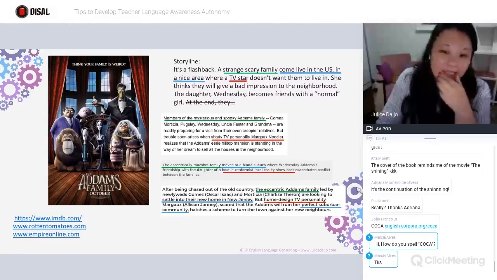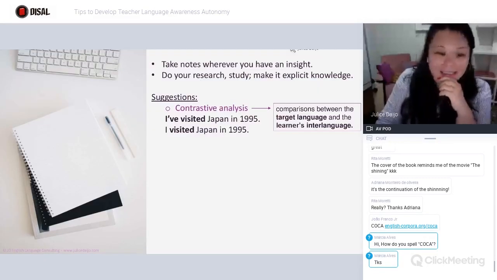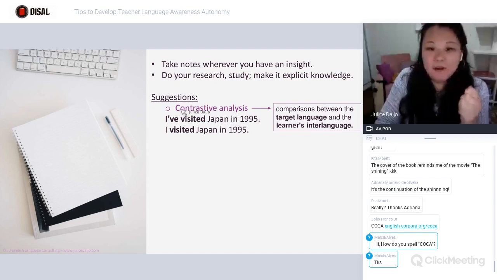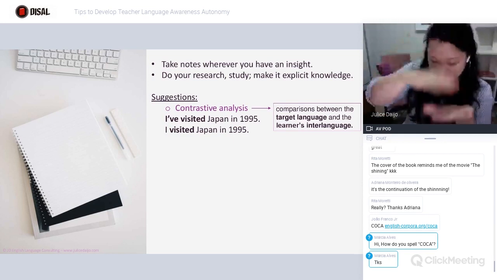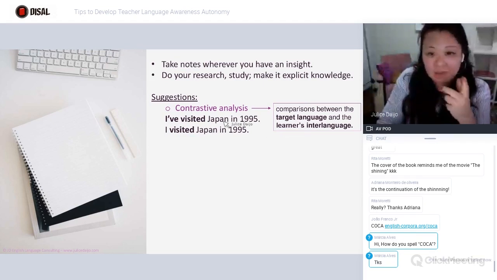Okay. The next ones are more academic. If you're a fan of academic work, we're still taking notes in order to trigger insights. But the research now is a little bit different. One of them is called contrastive analysis. So basically what you do is you compare the target language, the language you're learning or studying, and your interlanguage. Interlanguage is the area between what you know and what you're learning. So that's why interlanguage, between language 1 and language 2.